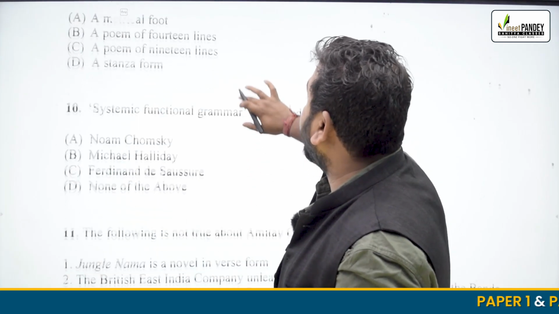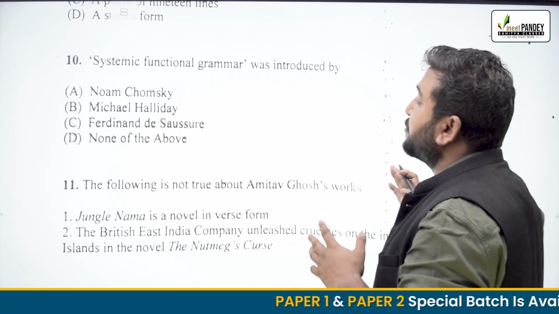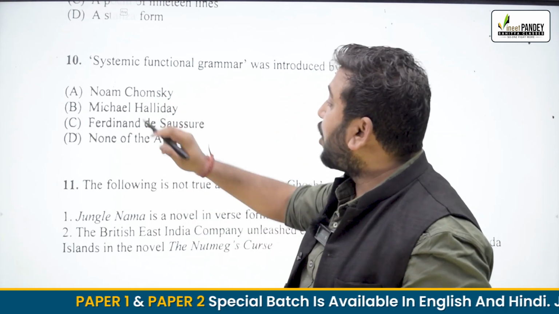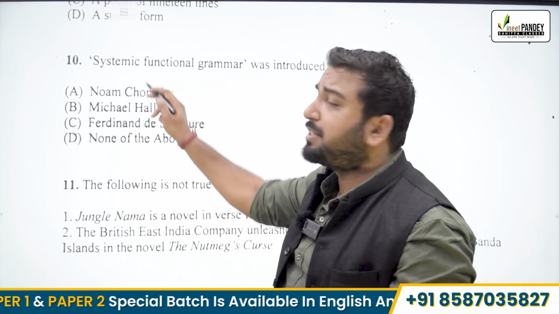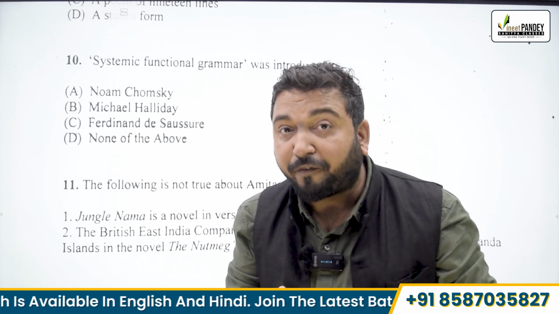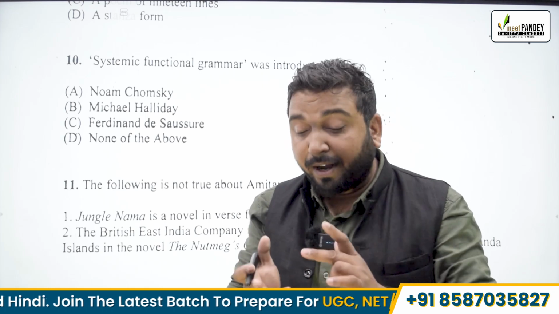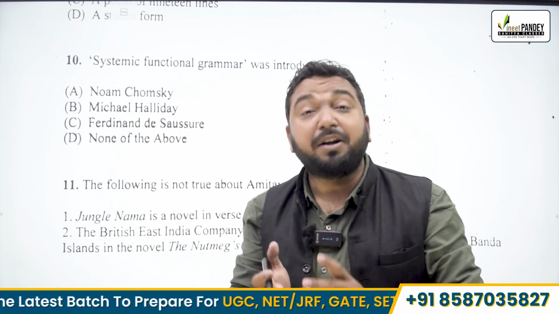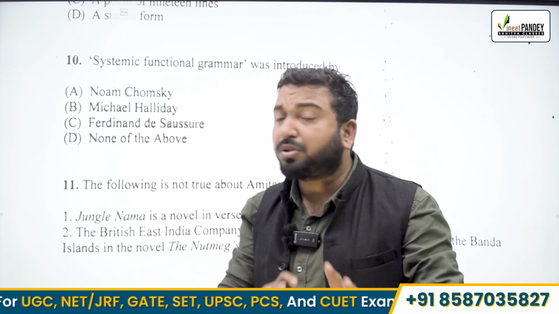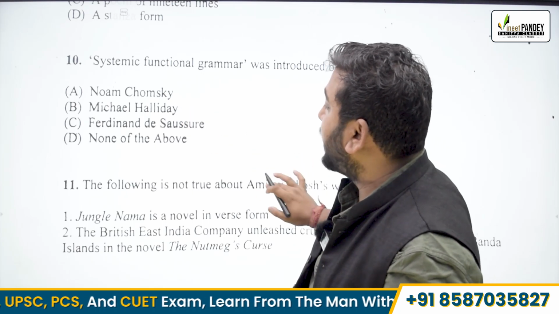The next question we are going to is question number 10. Systematic functional grammar was introduced by. See, when I was teaching Noam Chomsky universal grammar, we talked about Michael Halliday. He is the one who studied children's grammar. He came with 7 different functional studies for children's grammar: ideational metafunctional study, textual metafunctional study, interpersonal metafunctional study. These are the theories coined by him. If you don't know, stay tuned. We will be giving you all these details. The right answer is Michael Halliday.